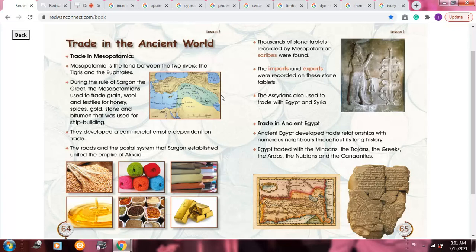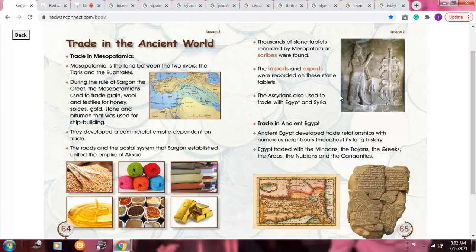Also, we said the Mesopotamians used to trade a lot of things in order to gain other things. So the Mesopotamians used to trade grain, wool, and textiles. For what? What did they used to give people grain, wool, and textiles for? For honey, spices, and gold, plus stones and something called bitumen that was used for shipbuilding, and I showed you the bitumen last class.